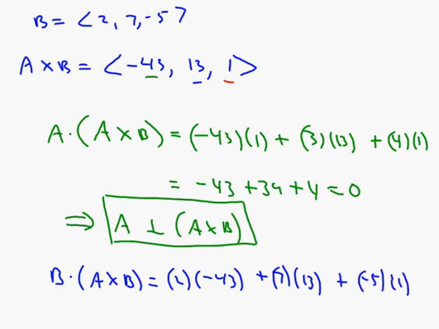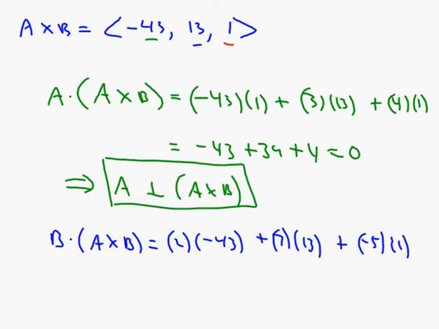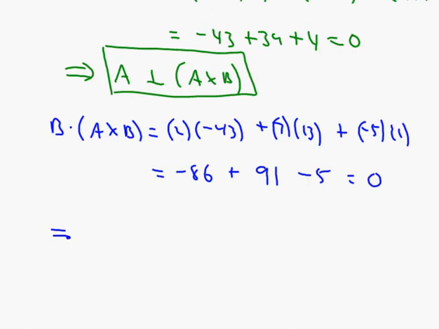All right, so what do we have here? We have negative 86 plus 91, right? Yep. And then minus 5. Oh, wouldn't you know it? Well, that's 0 also. So now we also know that B is perpendicular to A cross B.